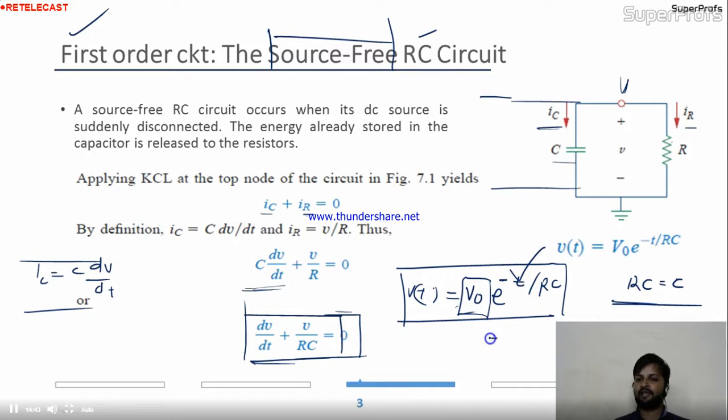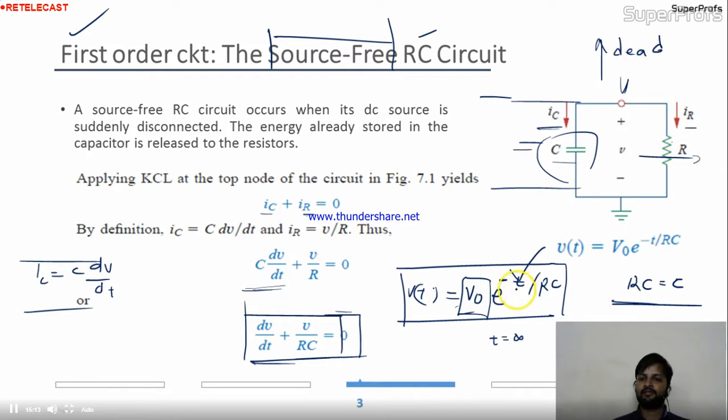Means at t equal to infinity, at a steady state. Means after a long time, see, this capacitor is disconnected from the source. So whatever energy stored by the capacitor will be delivered in the circuit now. So will it continue till infinity? No, after some time it will be 0. The entire energy stored by the capacitor will be released and the energy will be dissipated through the R. So after some time this circuit will become a dead circuit.